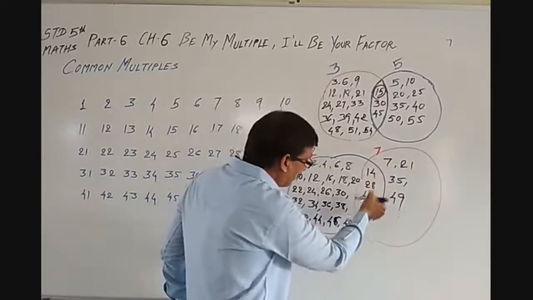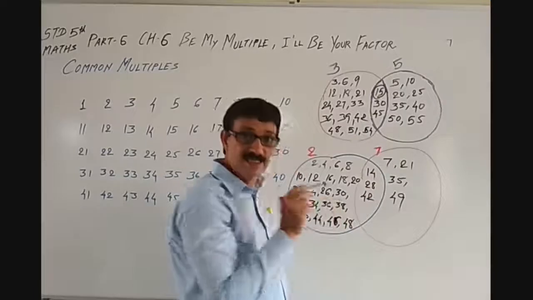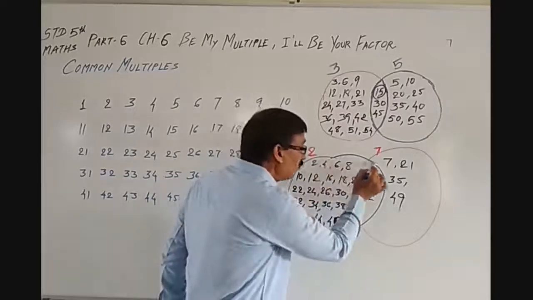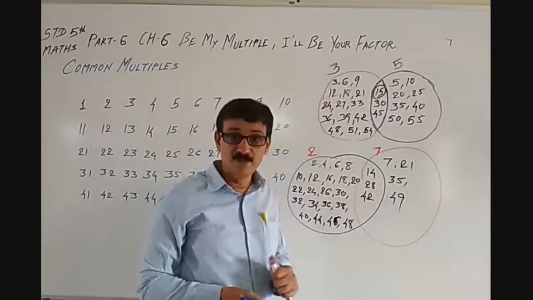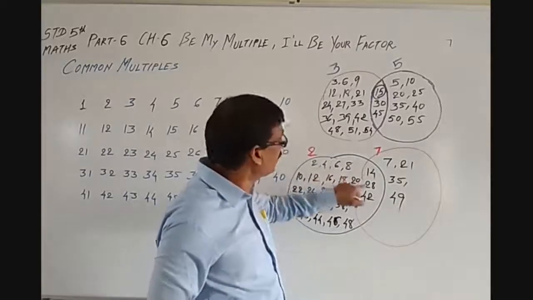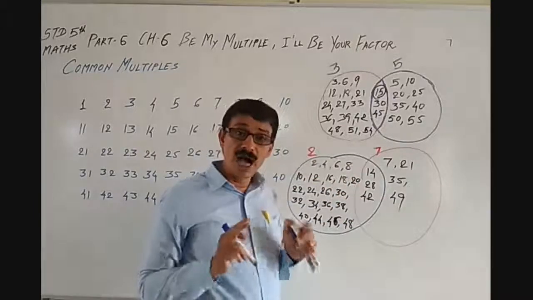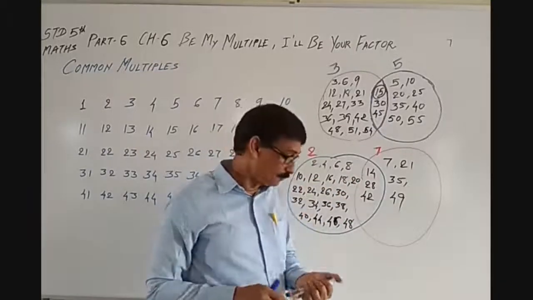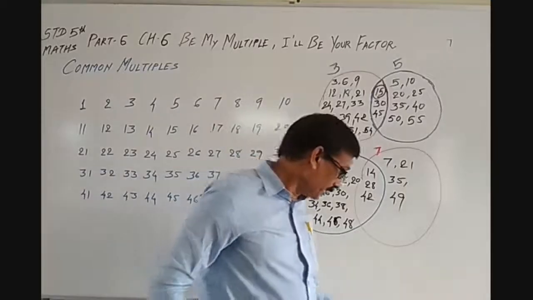That is why I write it down in the red circle. Yes, it is in the red circle. I write it down in the blue circle. Yes, it is in the blue circle. And that is why 14, 28 and 42 are common to both. I hope you must have understood.